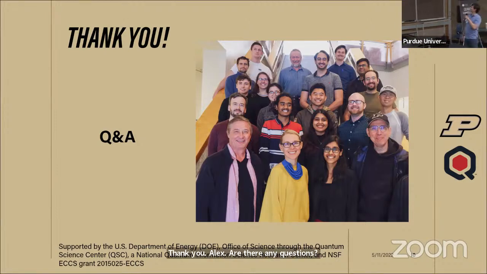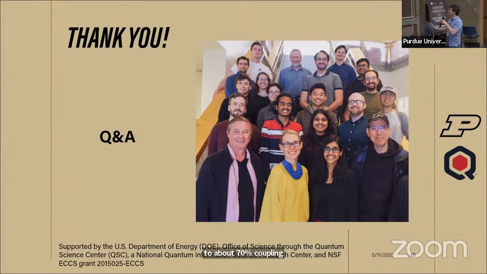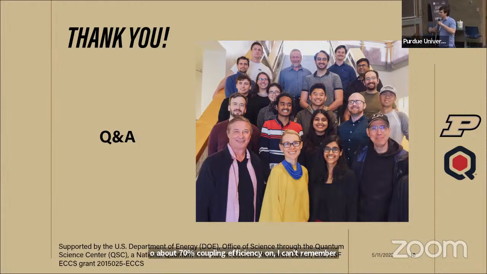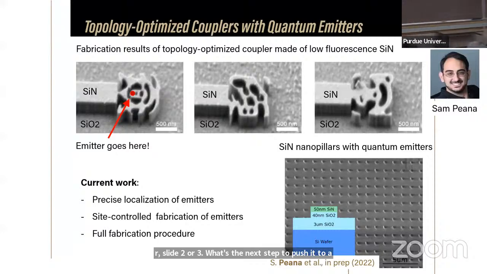I have a question. I guess I do have one question about your simulations on your topologically optimized couplers, which go to about 70% coupling efficiency on, I can't remember, slide 2 or 3. What's the next step to push it to 100%? Is there something that you can do next?